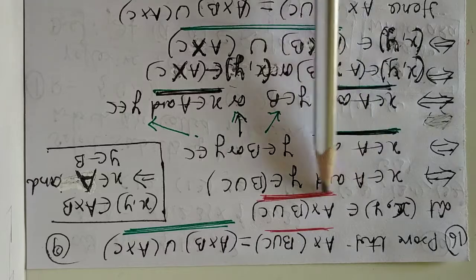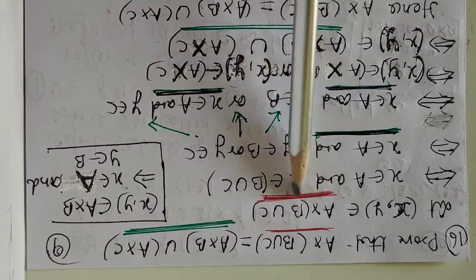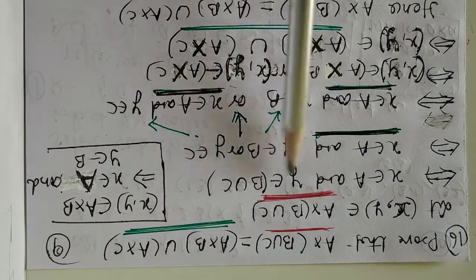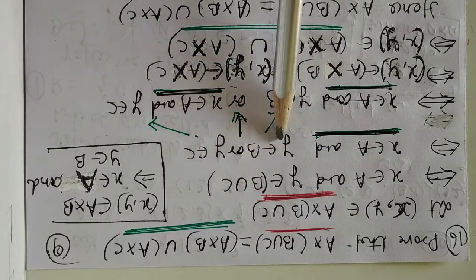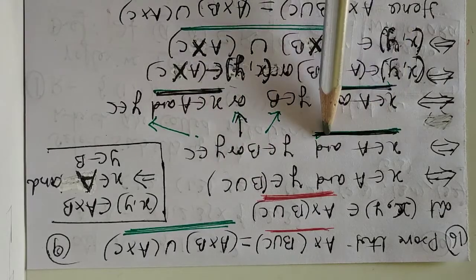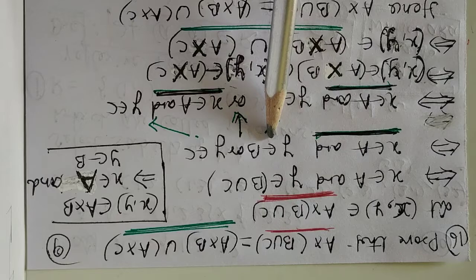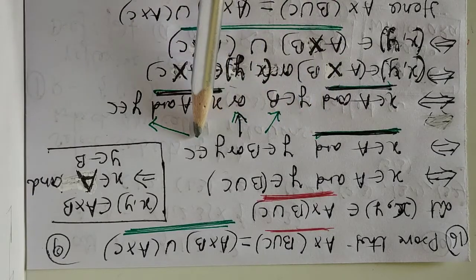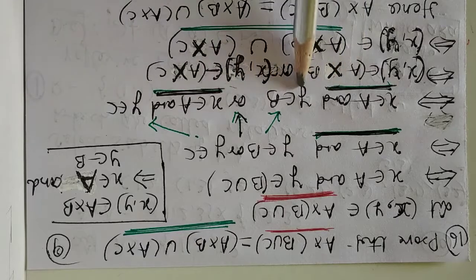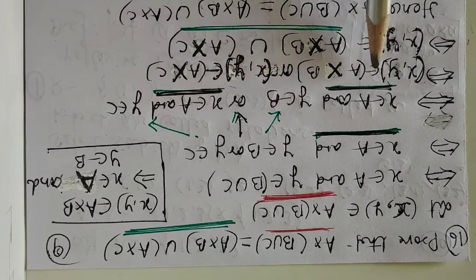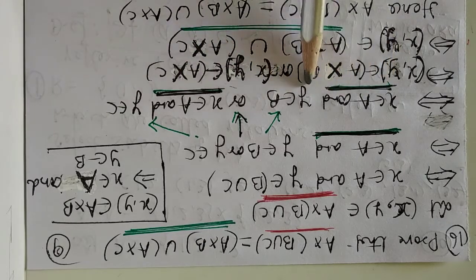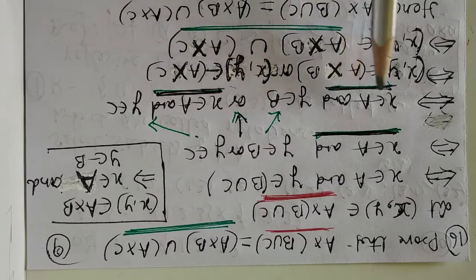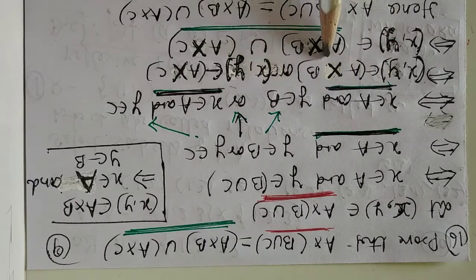So x belongs to the first set A and y belongs to the second set, B union C. Now break this B union C. After that, y belongs to B or y belongs to C, and the same thing applies with this. So we are getting the two pairs. Now if x belongs to A and y belongs to B, it means (x, y) belongs to A cross B.